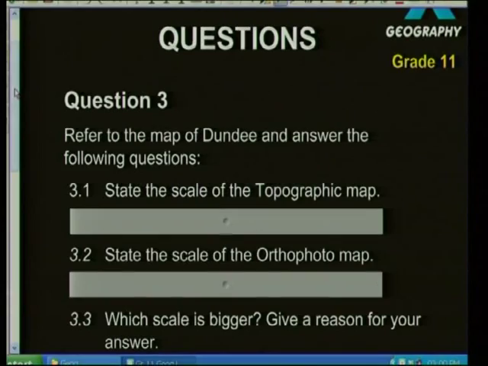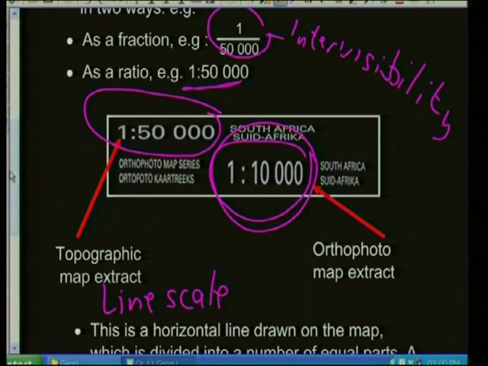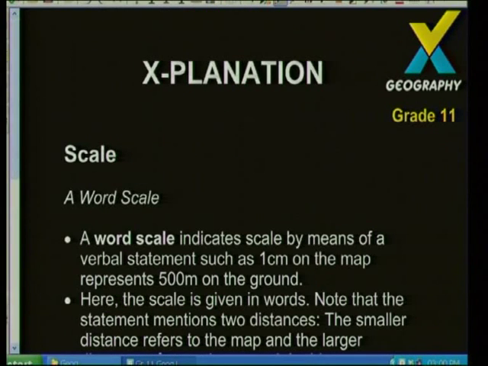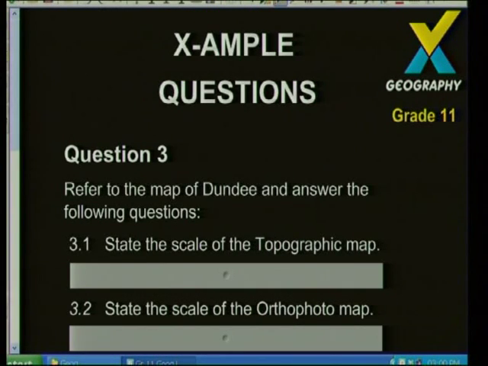Let's look at this. I use the map of Dundee here. But generally, any map you could use would create the normal scale, and the top part there was Dundee. This was taken from a Dundee map. The scale of the topographic map is 1 centimeter is to 50,000 centimeters. And the orthophoto, 1 centimeter is to 10,000 centimeters. So state the scale of the topographic map, and this can come out in your multiple choice questions. Learners, so just beware.